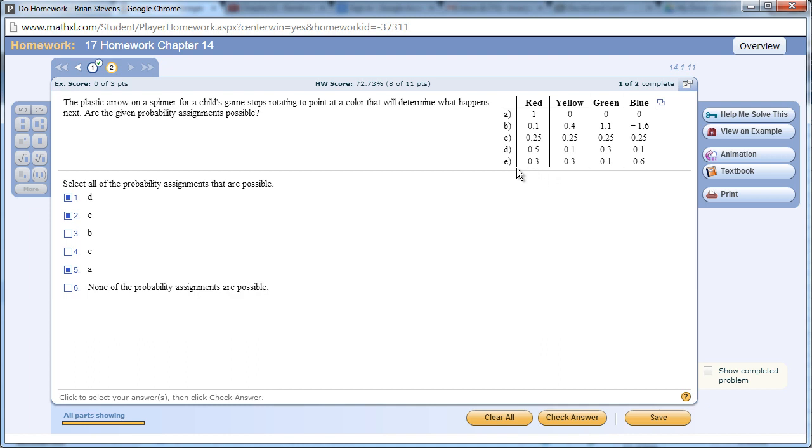How about the last one right here? Uh-oh. The probabilities sum to over 100%. We can't have that.